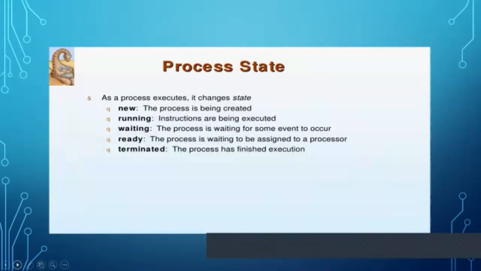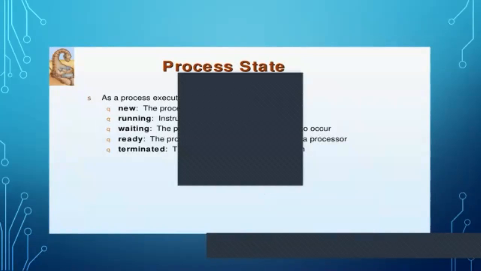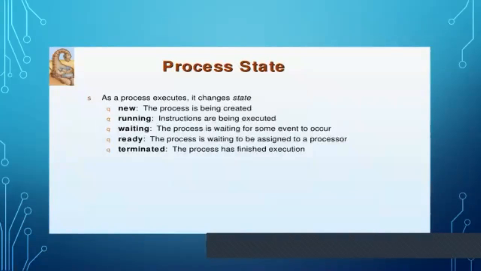So, process state. What are the process states? Different process states exist. New: whenever a process is created, we can say that a new process has arrived. Running: instructions are being executed. Whenever an instruction is executed, it is in running state. Waiting: the process is waiting for some event to occur. Ready: the process is waiting to be assigned to a processor. So that is the ready state. And terminated: the process has finished execution. So these are the different states of processes.